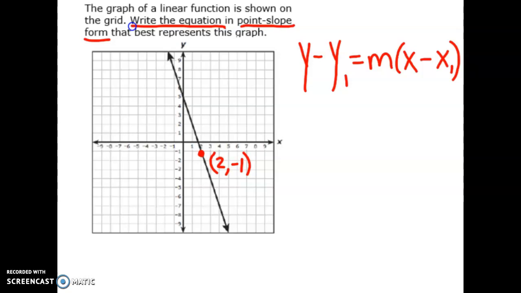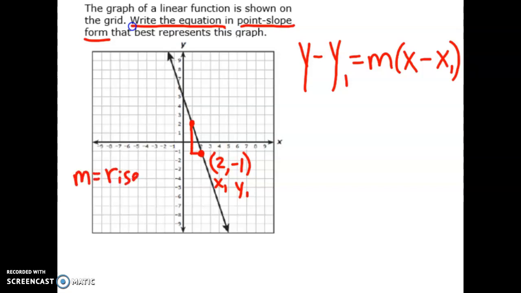So in order for me to plug it into the formula, I need to label it. The 2 would be my x1, and the negative 1 would be my y1. And then from here, I need to also know the slope. So I would need an additional point in order to do that. So I have the point (1, 2) as well. And I can do rise divided by run to find my slope.